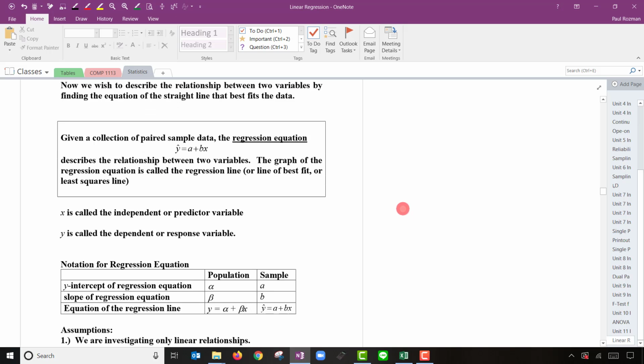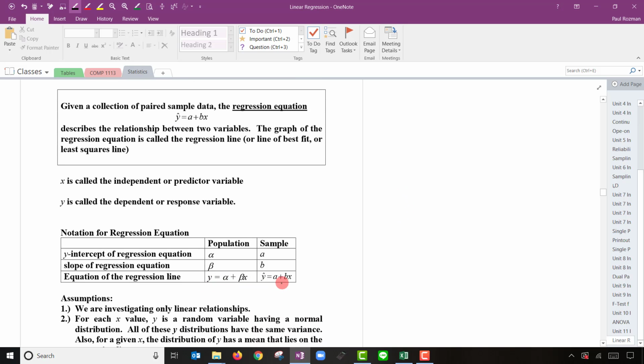So, using the notation here, we'll use Greek letters when we have a population, and then we'll use our English letters when we have a sample. We'll let b and beta equal the slope of the line, and we'll let alpha be the intercept.